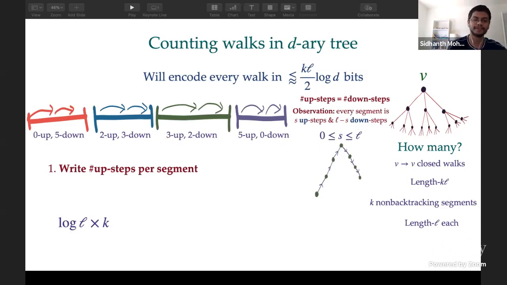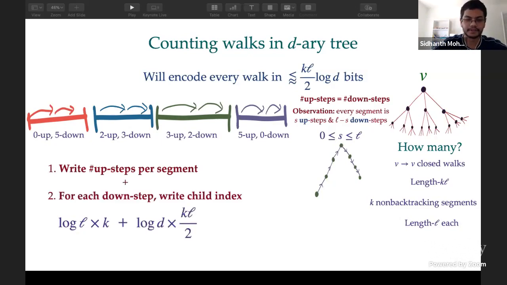You give me a walk W, and then what I'm going to do is in each segment, I'm going to see what this number S is, like how many up steps there are. It's going to be a number between 0 and L. So I'm going to use log L bits to write down how many up steps are taken per segment. So for example, maybe this part of the encoding just looks like 0 up, 2 up, 3 up, 5 up, and so on. And notice that this takes log L bits per segment, so that accounts for K times log L bits.